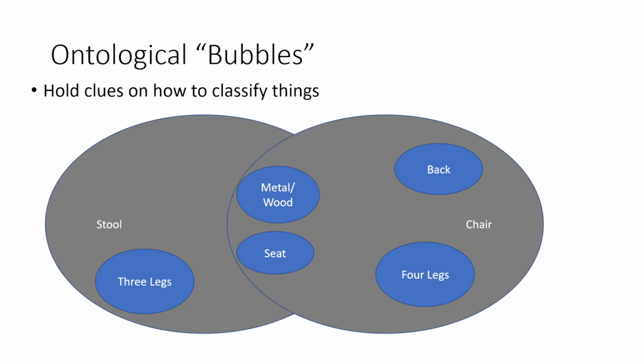And it's something automatic. We don't sit there with a checklist and check off, oh, it's got legs, it's got a seat, it's made out of wood. It's an automatic process. And we automatically think it's a chair if it really matches up with our ontological bubble of a chair, or we pretty quickly evaluate it to be a stool if it has 3 legs and no back, or 4 legs and no back. We classify it as a stool.